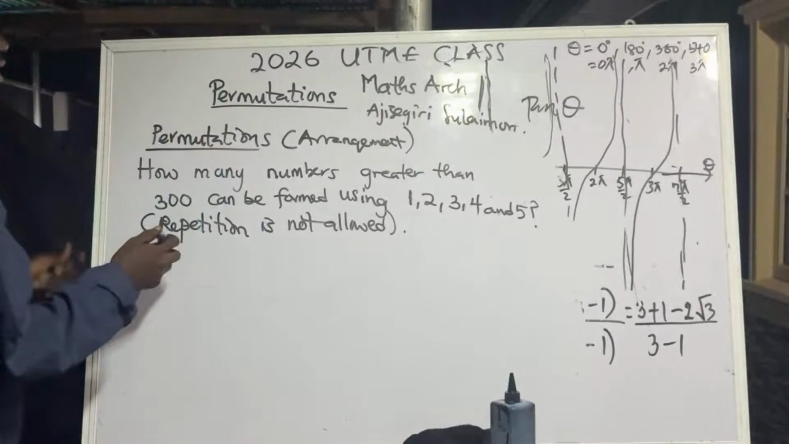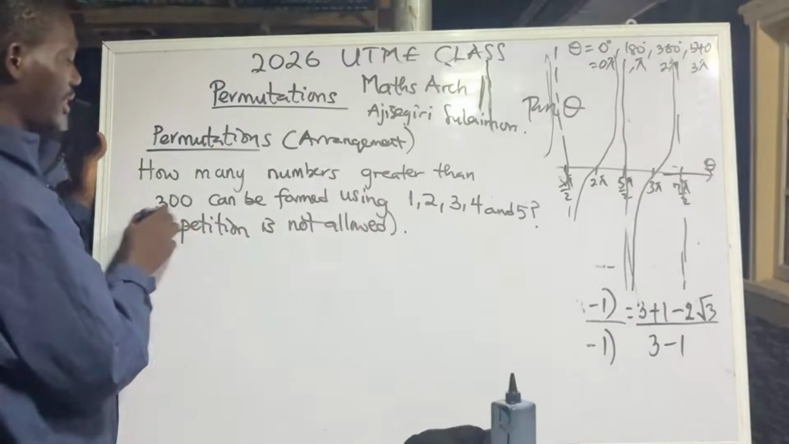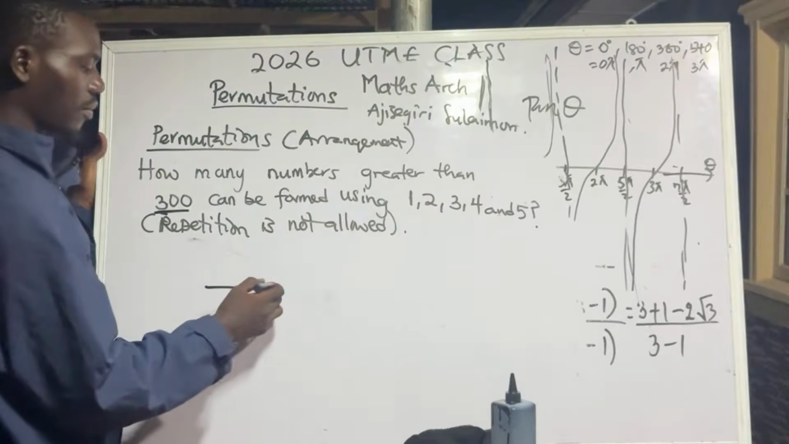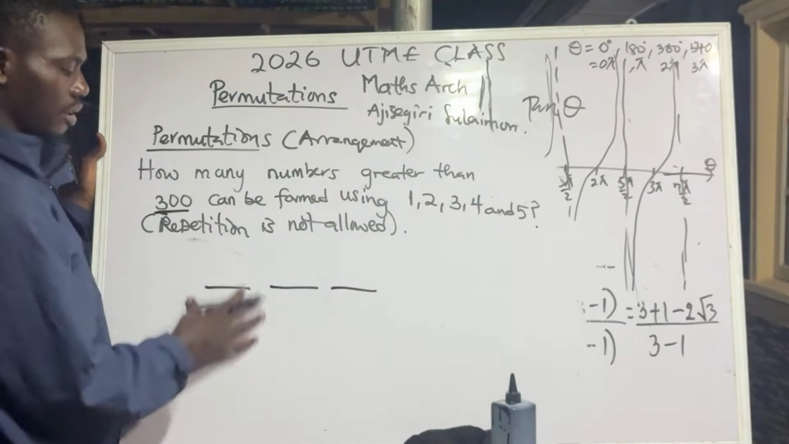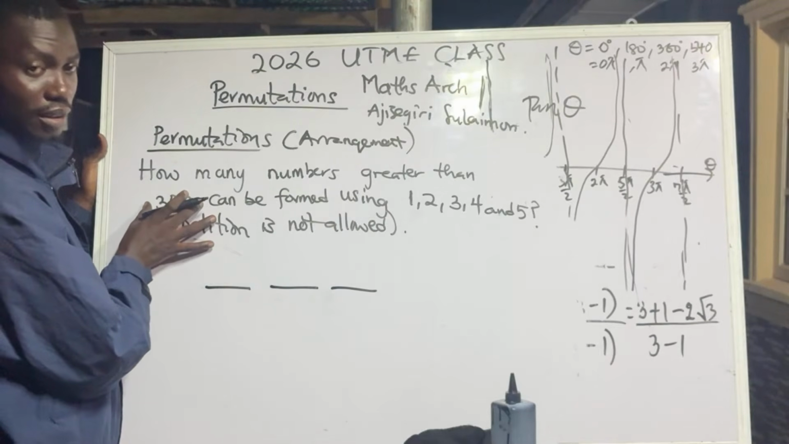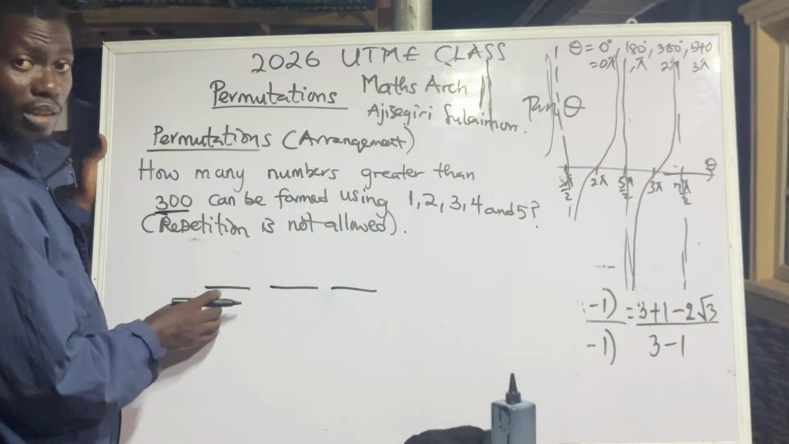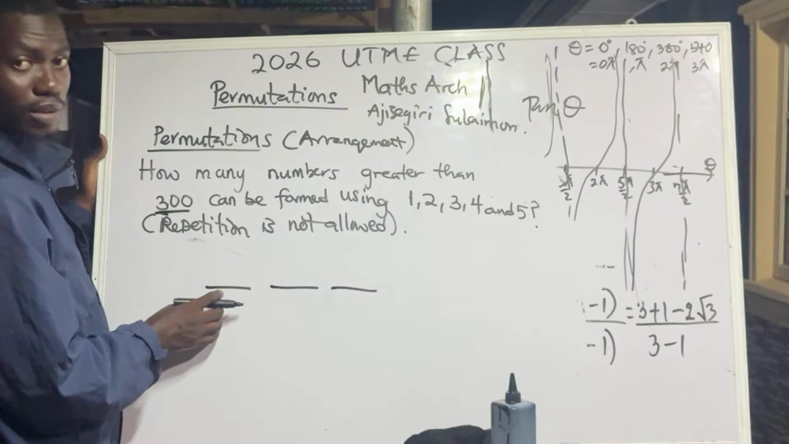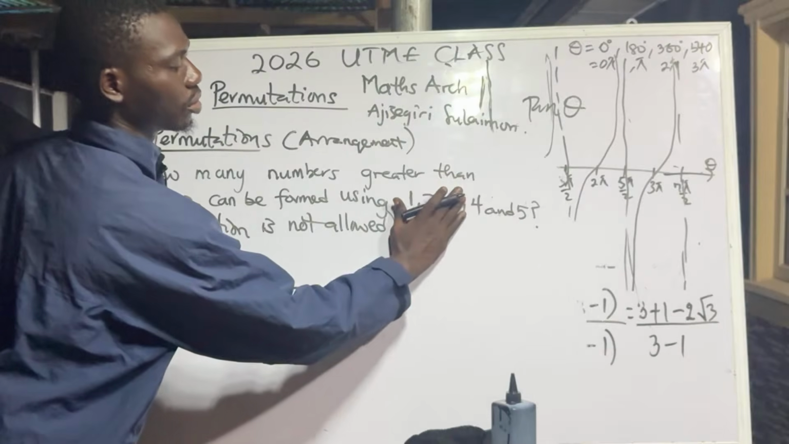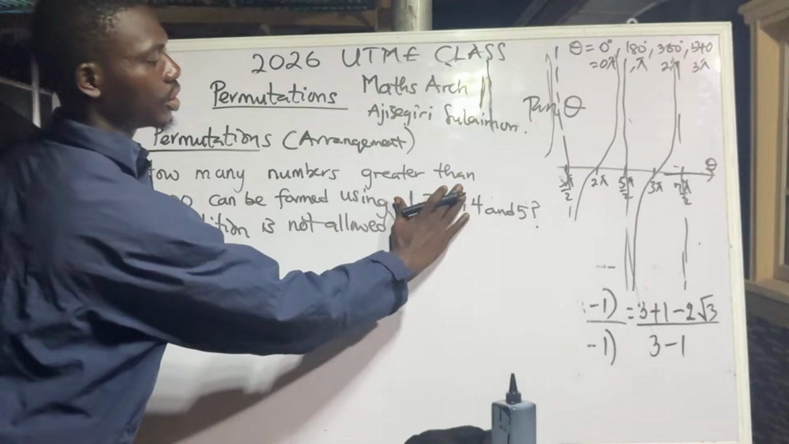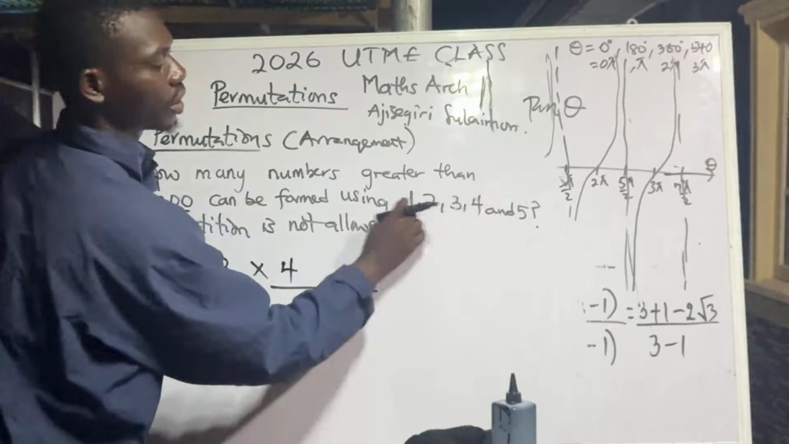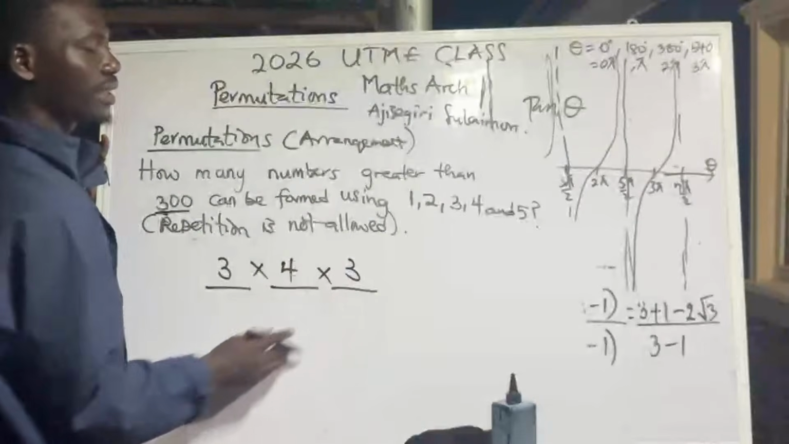Since I said, how many numbers greater than 300? We'll say 3-digit number. This one, what cannot be here for it to be greater than 300? You cannot have 1 here, and you cannot have 2. So you can only have 3, 4, or 5. So this one has 3 options. If one of the options is gone, for the second one here, you have 4. If 2 of it is gone, you have how many options now? 3. Good. But then, is this correct?